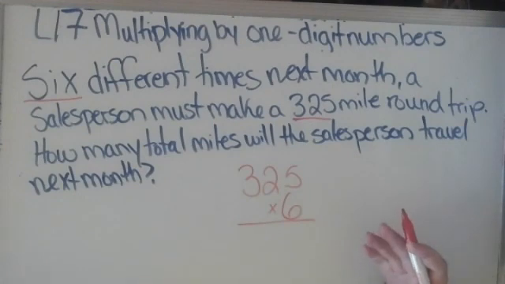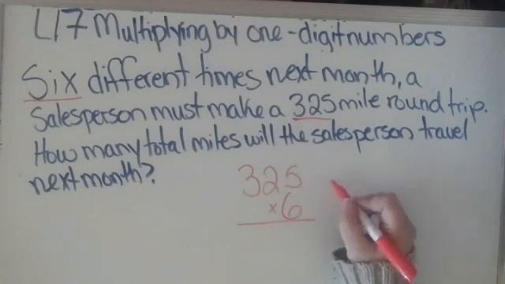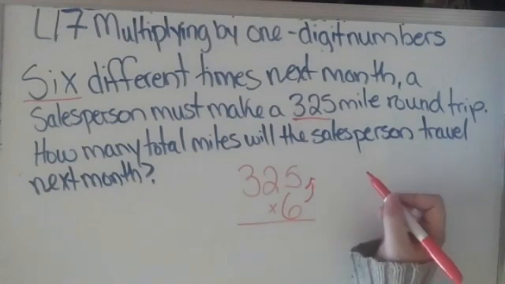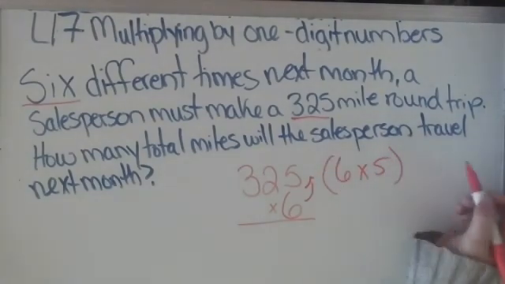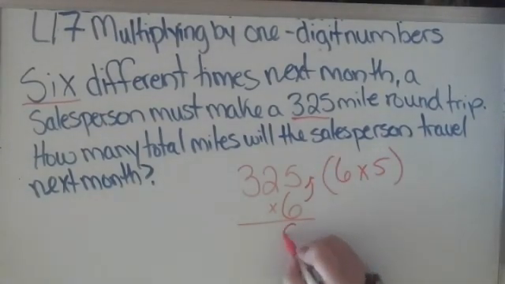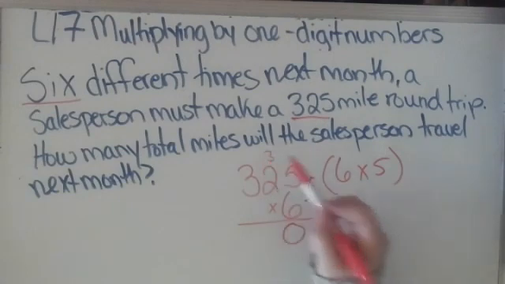Okay, this is one of those scenarios where you kind of stop wanting to do repeated addition, because adding 325 to itself 6 times is a little bit much. So we're going to start. Our first step is ones times ones. So that is 6 times 5. Okay, 6 times 5 is 30. So we do the 0, carry the 3.